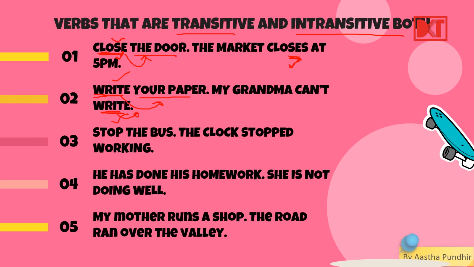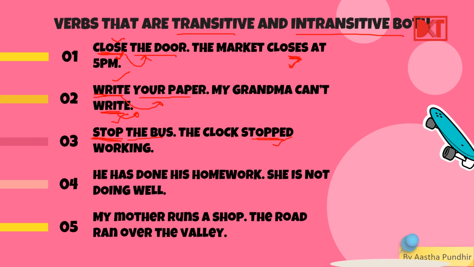So, the next sentence, let's see. Third here, stop the bus. Stop what? Stop the bus. Again, here the verb requires the object, the bus, to complete its meaning. So here it is a transitive verb. Then, the clock stopped working. The clock stopped what? Here we cannot answer the question of what, right? There is no what to be asked. So the verb stop here is an intransitive verb.